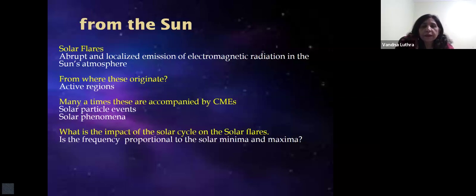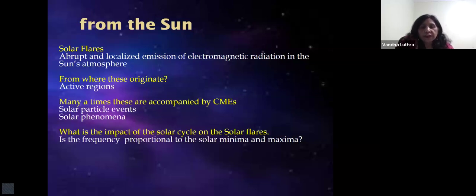Many a time these are accompanied by CMEs. It is not always that a CME will be accompanied by a solar flare, but that also happens many a time. And in that, solar particle events and solar phenomena take an important different direction as compared to the ones which are only with the solar flares.